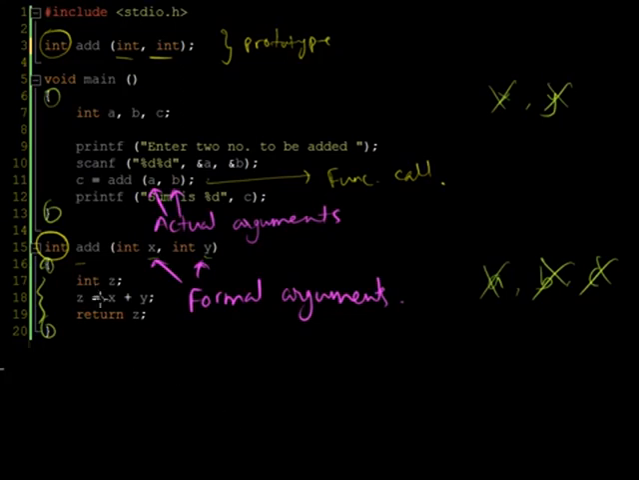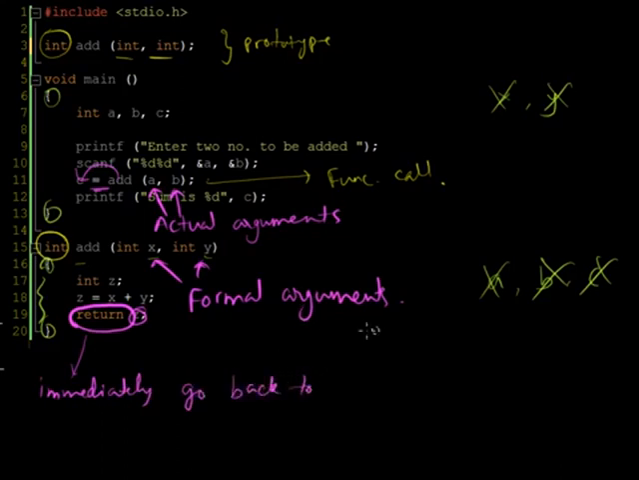The penultimate thing that is remaining is this return statement. When you say return z, the value of z is returned. So in place of add a comma b, the value of z is there, and that value is assigned to c. So return is nothing but it tells the control to immediately go back. Go back where? Go back to the calling function.